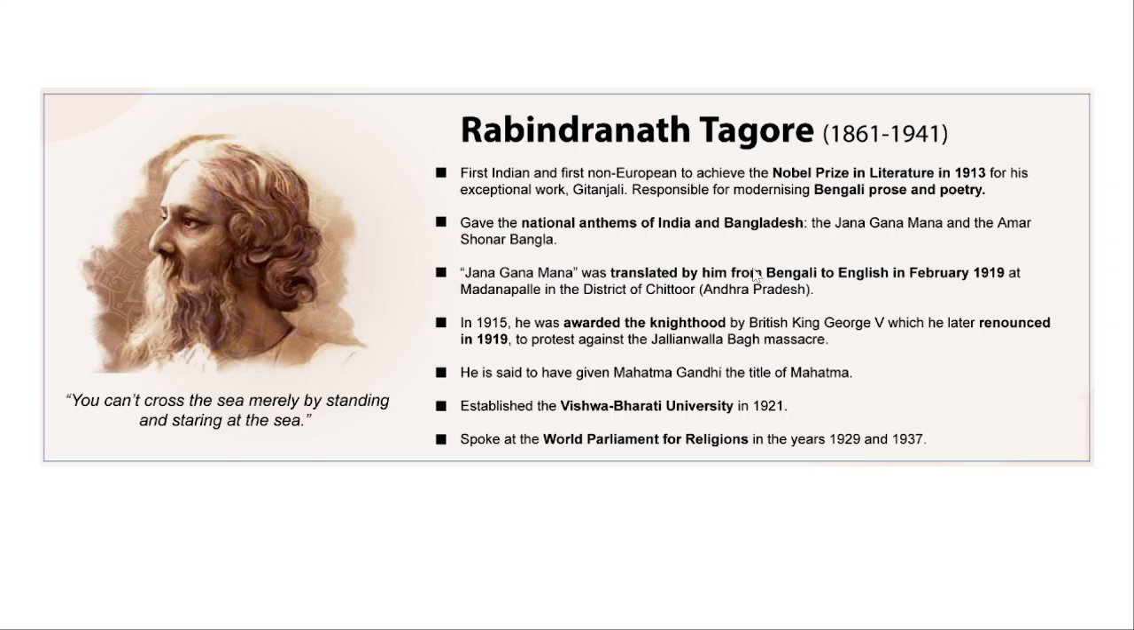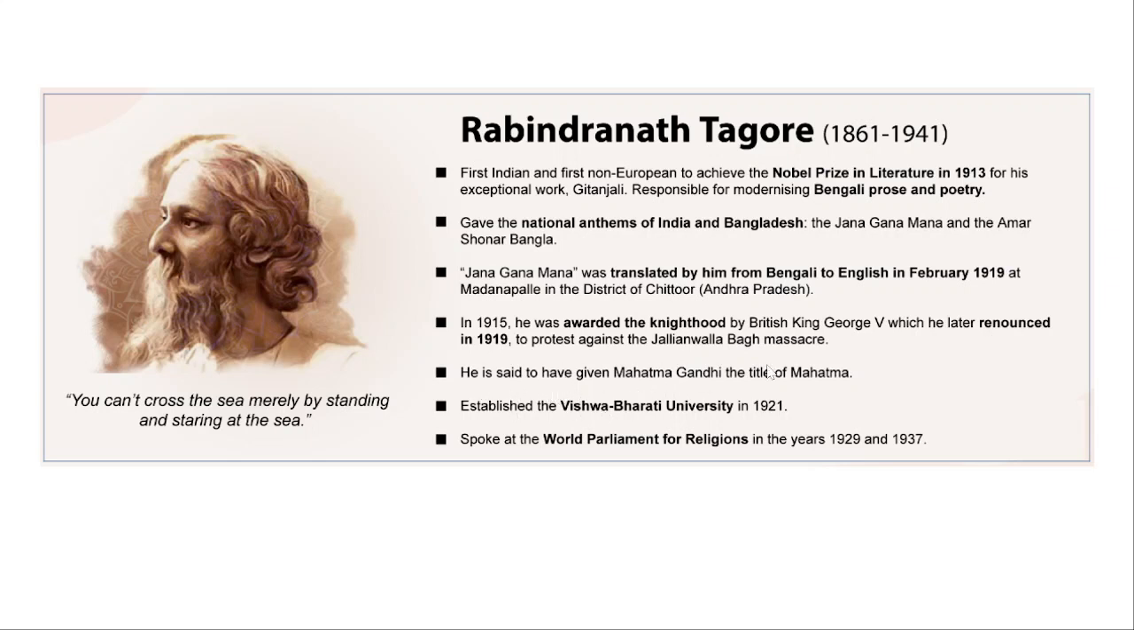Jana Gana Mana was translated by him from Bengali to English in February 1919 at Madanapalle in the district of Chittoor, Andhra Pradesh. Very important. Okay. Madanapalle in Chittoor. He translated it from Bengali to English. In 1915, he was awarded the knighthood, so he became Sir Rabindranath Tagore by British King George V. Due to the Jallianwala Bagh massacre in 1919, he renounced it.